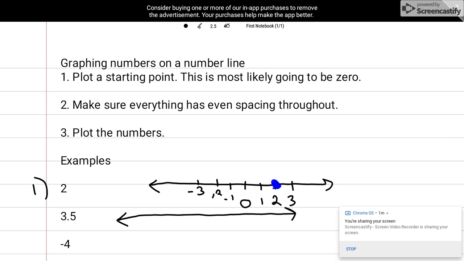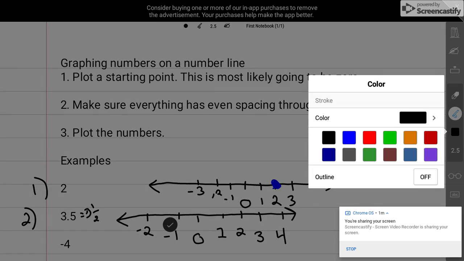This one's going to be a little different because it is a decimal. So the second number, 3.5, we could write as 3.5, or we can think of it as 3 and a half. So start with plotting your 0. Here is 1, 2, 3, and 4. Let's do a few negatives.